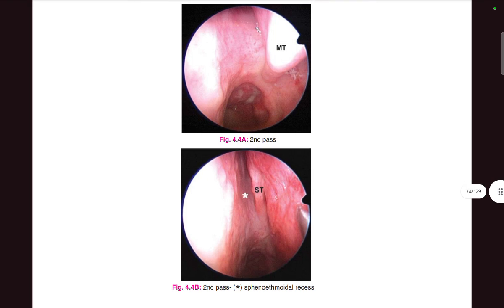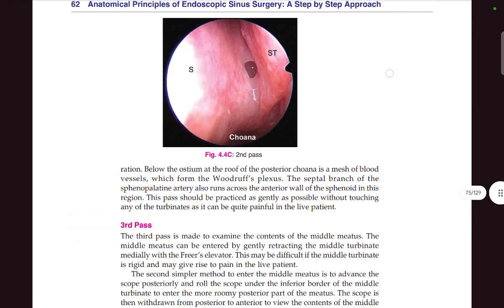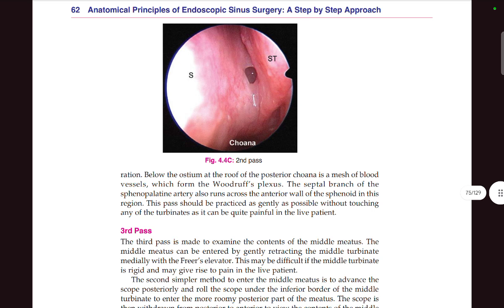This diagram shows the second pass, the superior turbinate, the middle turbinate, and sphenoethmoidal recess. Below the ostium at the roof of the posterior choana is a mesh of blood vessels which form the Woodruff's plexus. The septal branch of the sphenopalatine artery runs across the anterior wall of the sphenoid in this region.